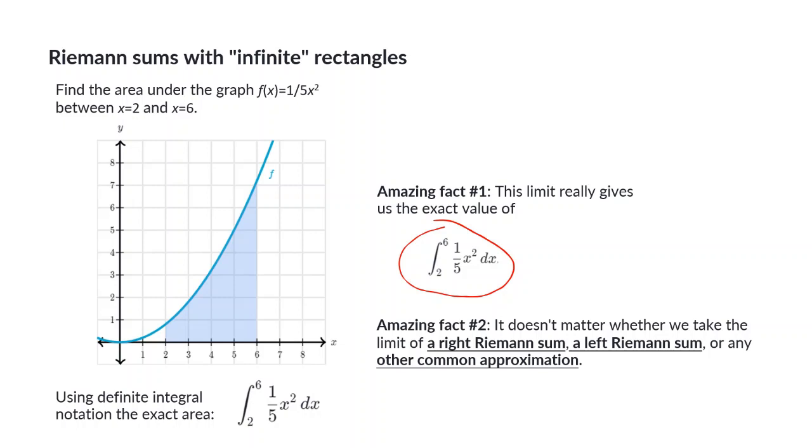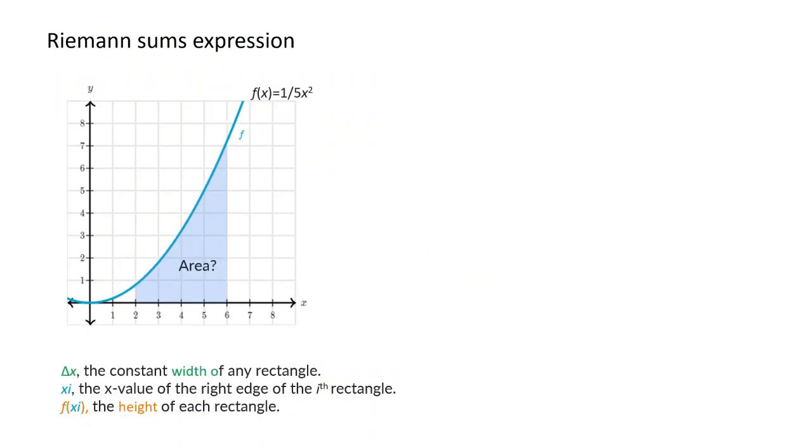So let's do it. How can we form the Riemann sum for this function with an infinite number of n? The basic steps are the same as the ones we discussed earlier. First we define delta x, a constant, the width of any rectangle, and then we set xi, which is the x value of the right edge of each rectangle. In this case we use right Riemann sums, and then we define f(xi), which is the height of each rectangle.